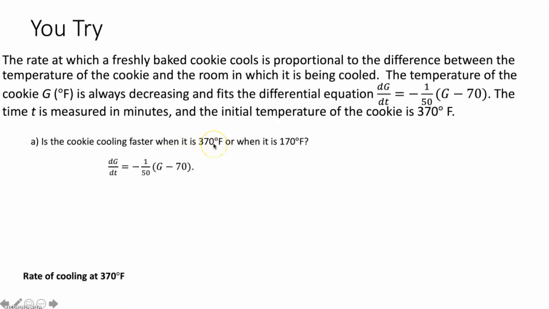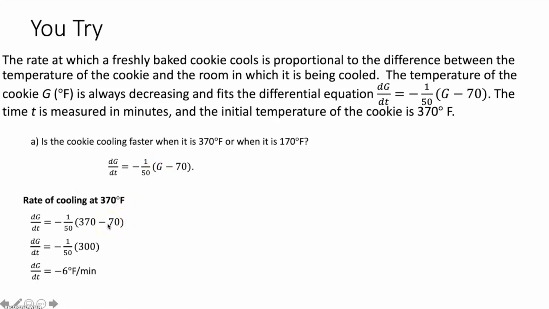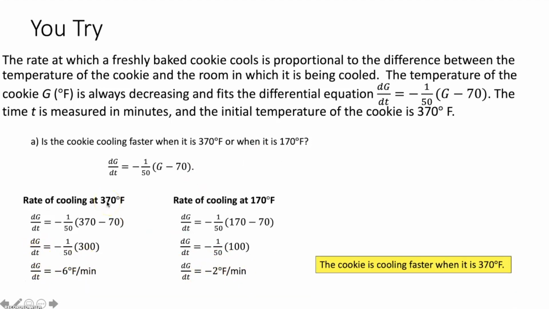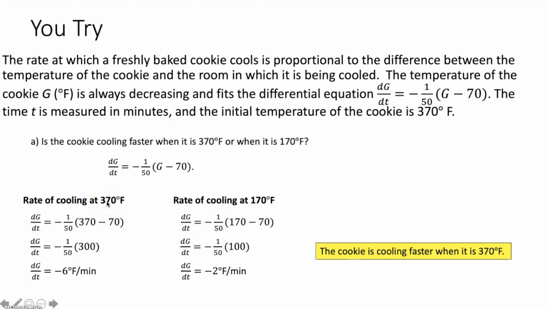So let's start with 307 degrees Fahrenheit. If I take that, plug it in for G, and I simplify, I end up getting dG/dt is equal to negative 6 degrees Fahrenheit per minute. Now let's check what the rate of cooling is at 107 degrees Fahrenheit. So we take that, plug it in for G, we simplify, we end up getting dG/dt is equal to negative 2 degrees Fahrenheit per minute, meaning the cookie is clearly cooling at a faster rate at 307 degrees Fahrenheit.